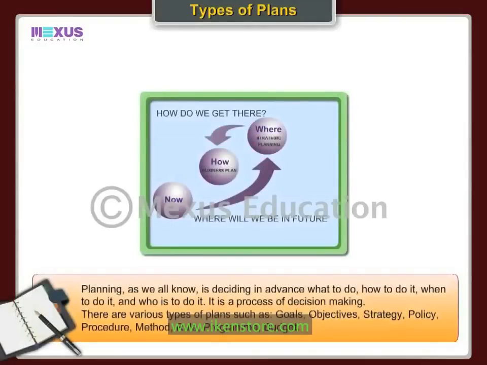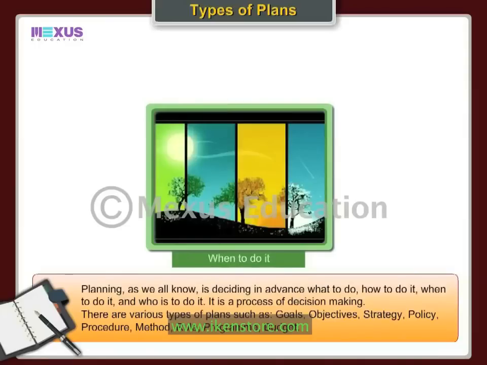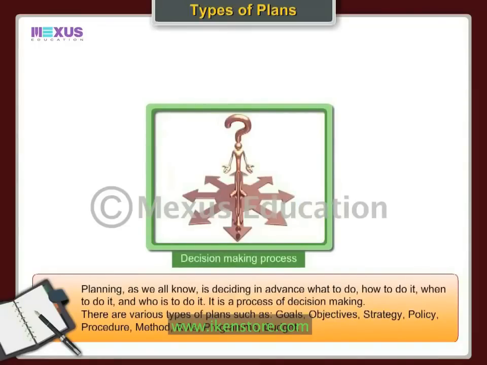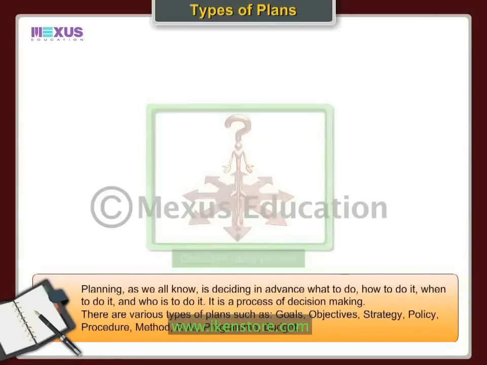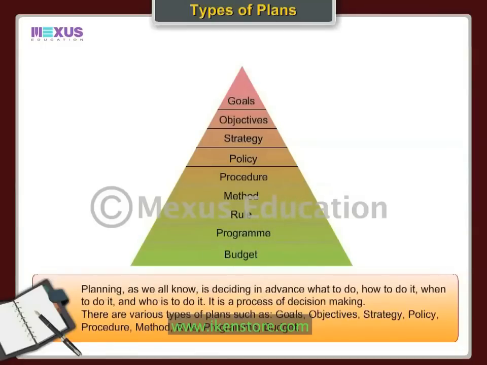Planning, as we all know, is deciding in advance what to do, how to do it, when to do it, and who is to do it. It is a process of decision making. In the process of planning, a manager prepares several plans which are also known as components of planning. There are various types of plans such as goals, objectives, strategy, policy, procedure, method, rule, program, budget. Let us learn about these in detail.